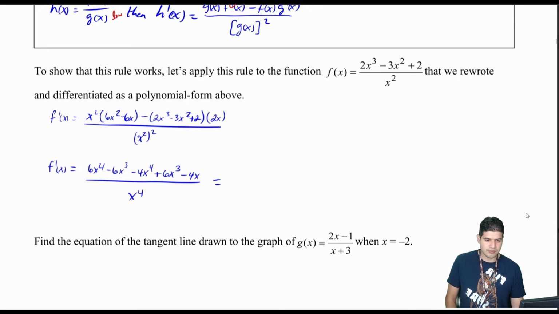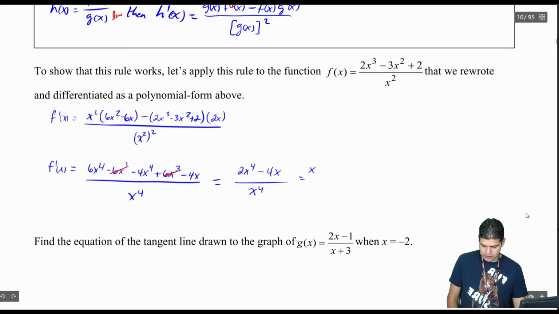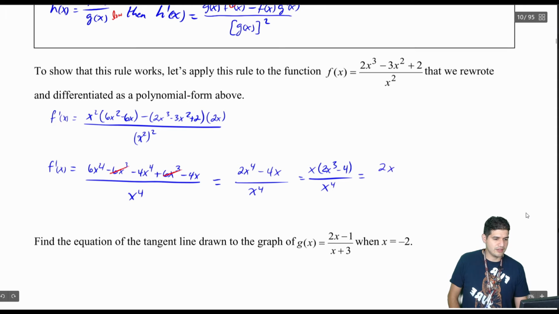So 6x minus 4x to the fourth, so that's going to be 2x to the fourth. Those cancel out right there, and then it's 6x plus 6x, and then minus 4x all over x to the fourth. And I can factor out here a 2x, but the 2 won't really matter. So I'm just going to factor out the 2, and then the 2x cubed minus 4 all over x to the fourth. And so now x over x to the fourth, I'll be left with 2x cubed minus 4 over x cubed.